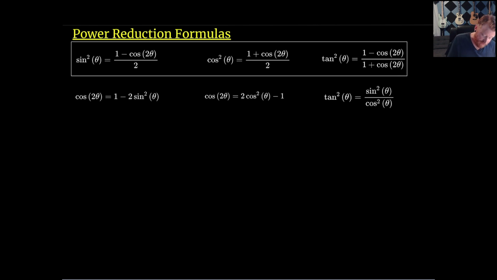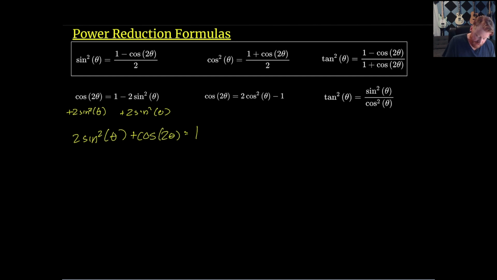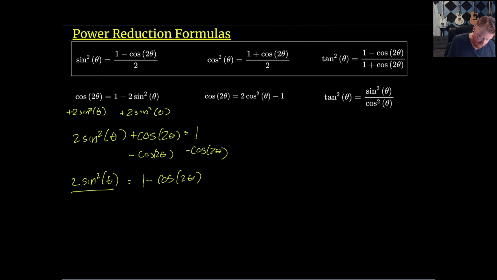There's nothing too crazy going on, but I might add 2 sine squared theta to both sides. And then I would get 2 sine squared theta plus cosine of 2 theta equals 1, and then I would subtract cosine of 2 theta from both sides, leaving me with 2 sine squared theta equals 1 minus cosine of 2 theta. Then we would divide both sides by 2, and I think now we'll have the claimed formula.